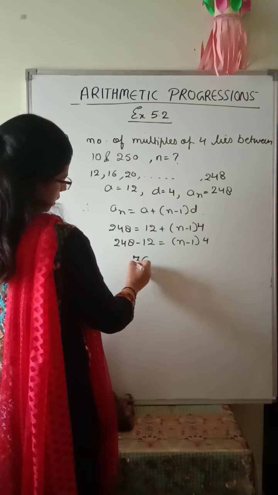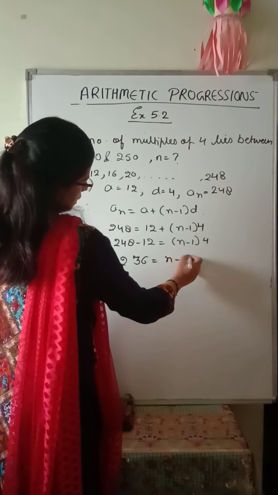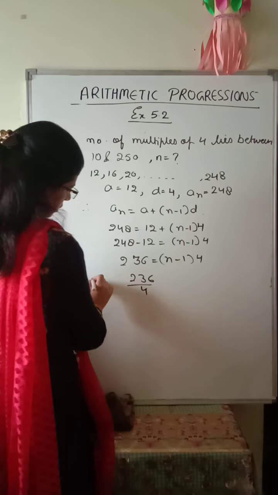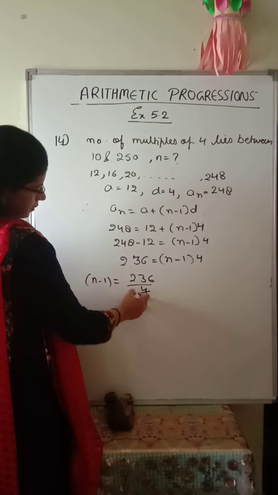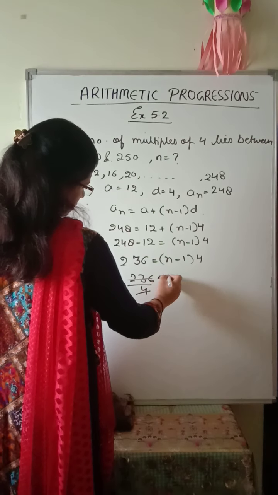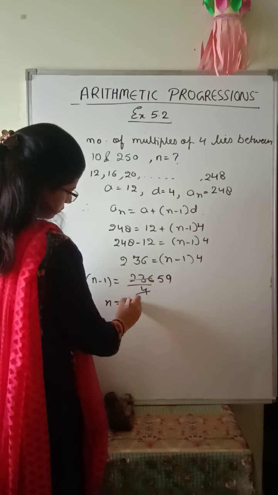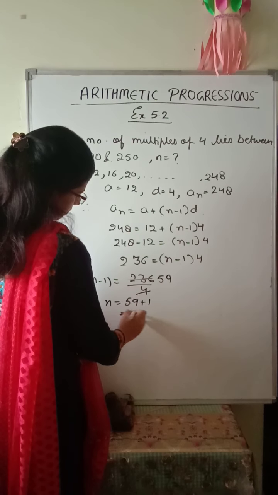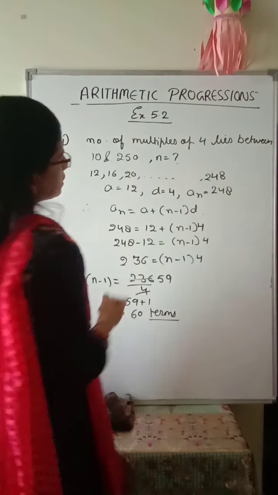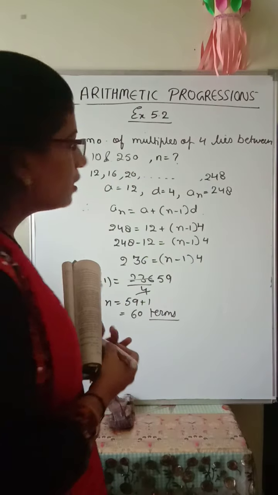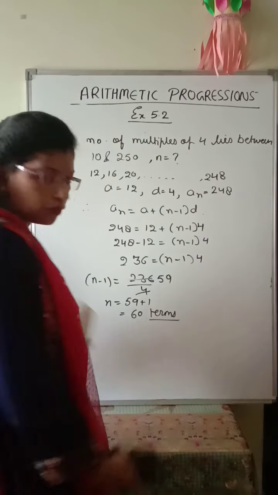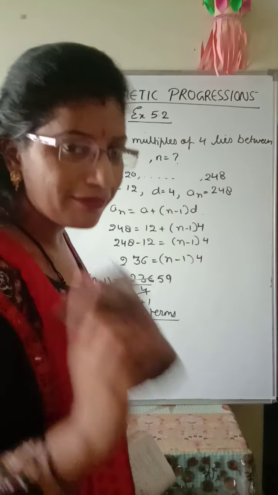236 is equal to (n minus 1) into 4. 236 divided by 4 is n minus 1. 4 5s are 20, 4 9s are 36. So n is equal to 59 plus 1. That means 60 terms. Okay. So how many numbers are there? 60 numbers, which lie between 10 and 250 and are divisible by 4. Okay. This type of questions are very important.